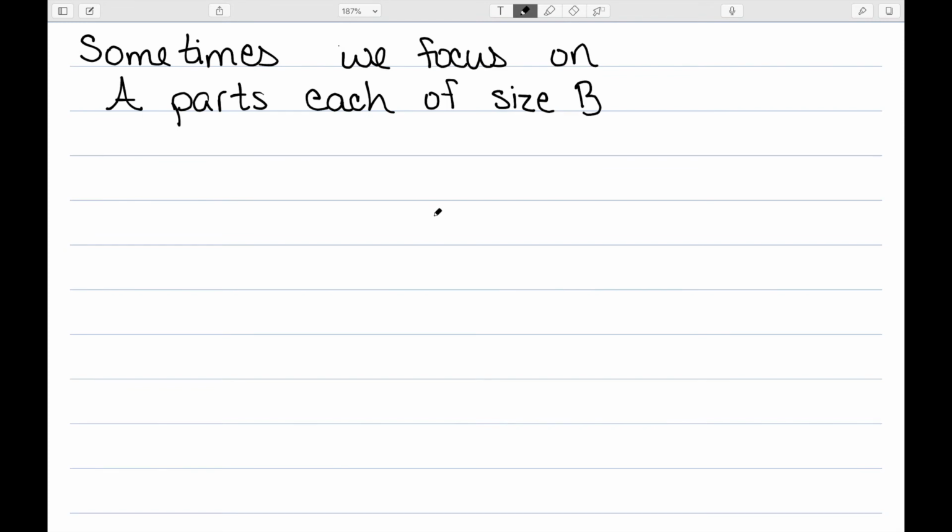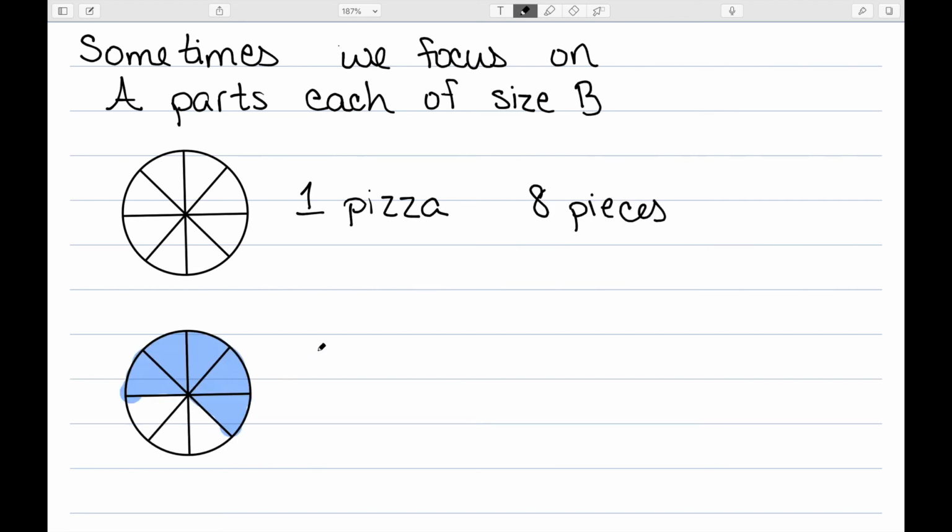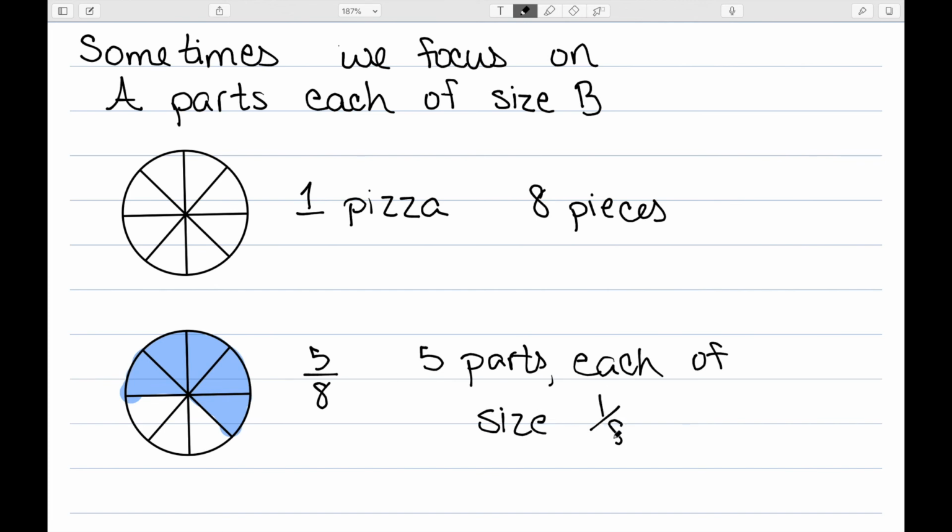Sometimes we may focus on the idea that we have a parts, each of size 1 over b. This allows us to focus on the details that tell us the exact amount a fraction specifies. As an example, let's suppose we have 1 pizza broken into 8 pieces. So, if we want to think of 5/8 of a pizza, what we're thinking of is 5 parts, each of size 1 over 8 of a pizza.